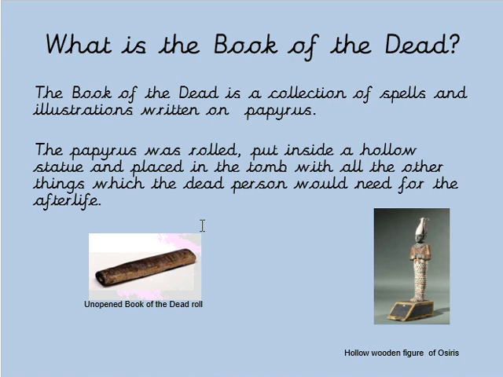The papyrus was rolled up like a scroll, and it was put inside a hollow statue and placed in the tomb with all the other things that the dead person would need for the afterlife. After the body was mummified, which is what you learned about last week, it was put in the coffin and then into the tomb with all their treasures, which we also learned about. The Book of the Dead was also put in, inside a hollow statue. There's actually an example here. It's a wooden figure of Osiris. So sometimes they would put them into Osiris, and they would normally be put into something to preserve them, to keep them safe, because it was a very important document.